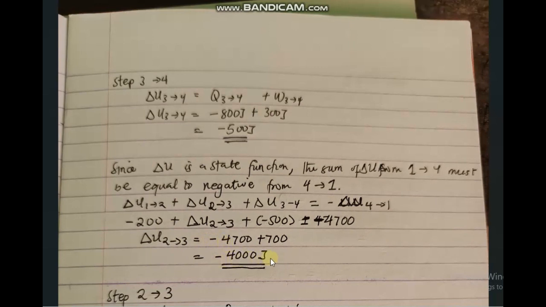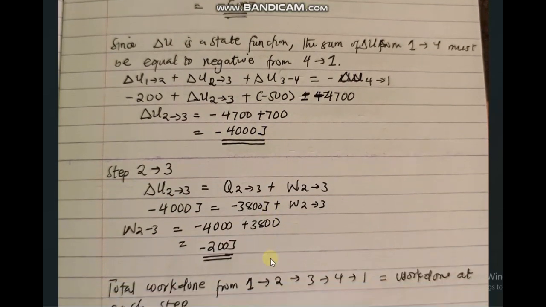Okay, should be equal to negative 4,000 joules. Then since we know the change in internal energy in the process from 2 to 3, we can now consider the process from step 2 to 3 to find the work done in step 2 to 3. So then you write the equation from the first law of thermodynamics. The change in internal energy from 2 to 3 is equal to the heat applied from 2 to 3 plus the work done from 2 to 3. So this will be equal to negative 200 joules.